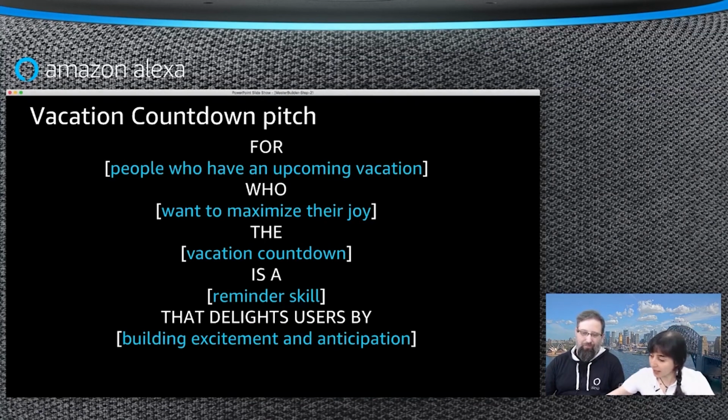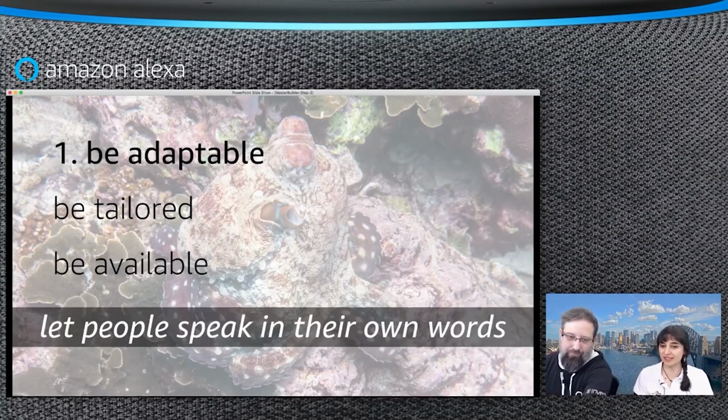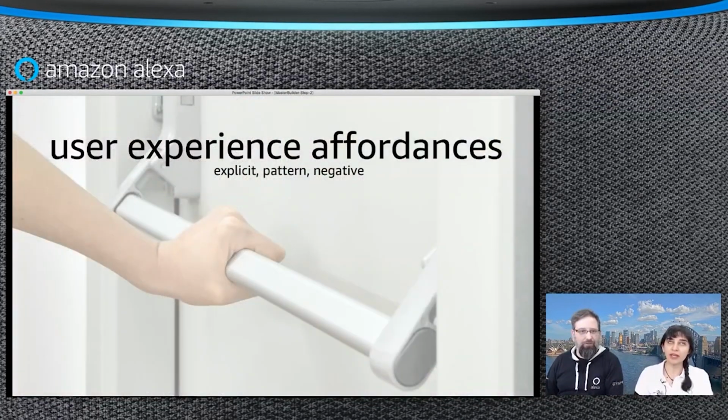So let's go and talk about some of the design principles in general when we are designing for voice. The first one is being adaptable. When we have graphical user interfaces, someone designs the screen and people adapt to however it is designed.